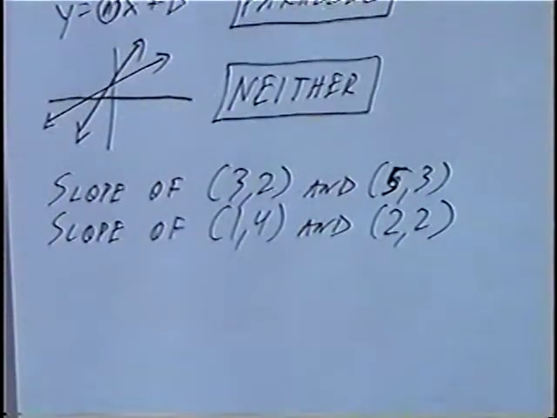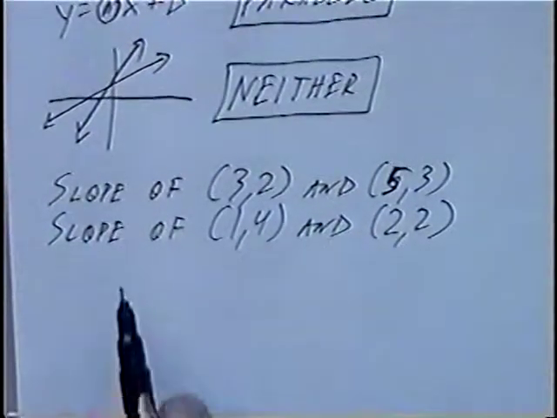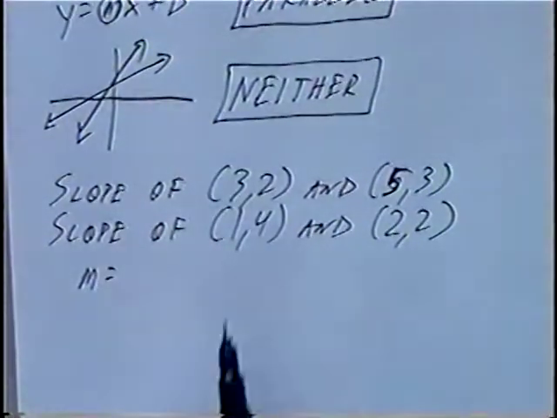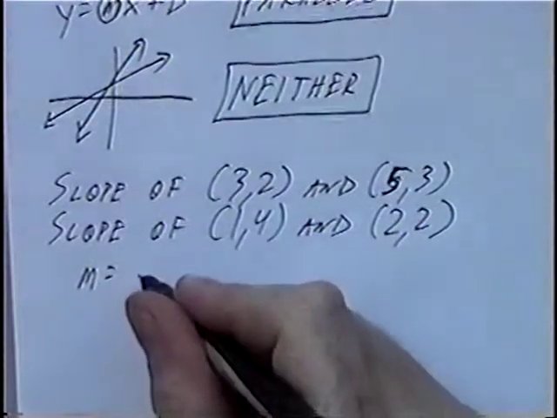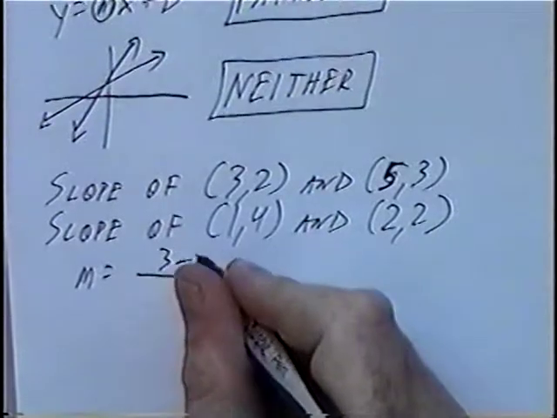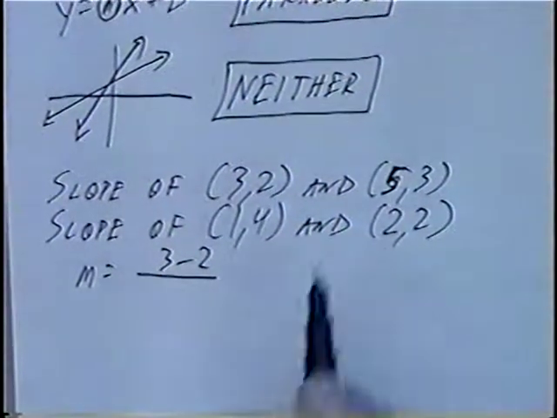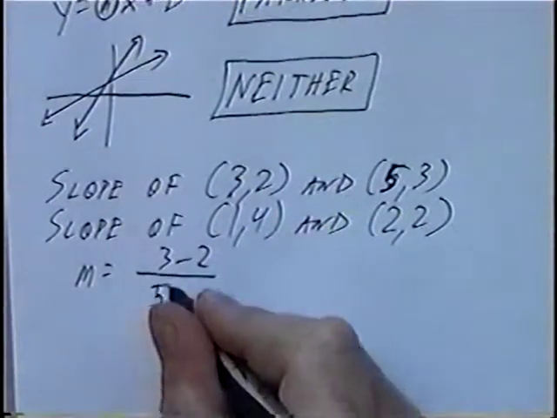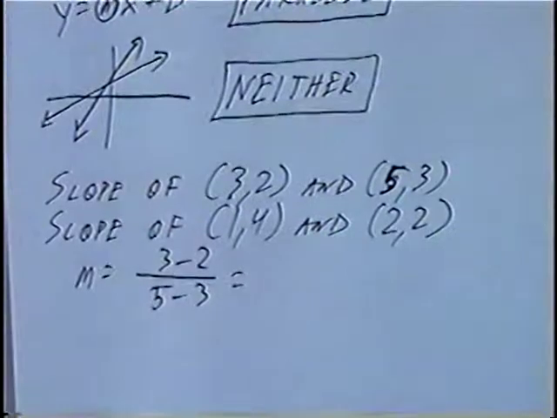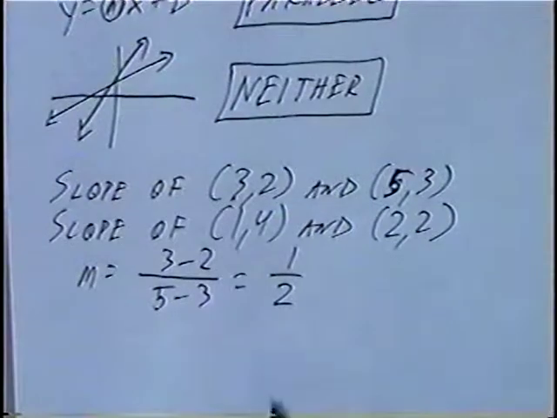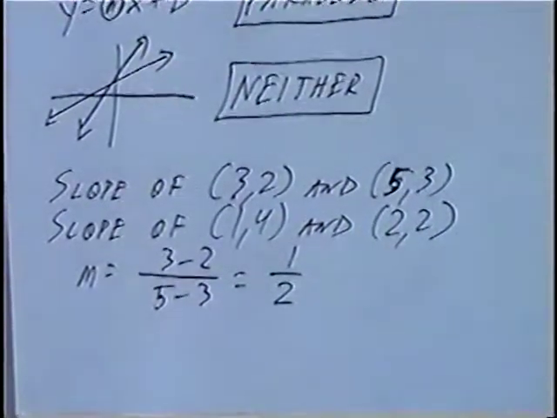To determine if these lines are parallel, perpendicular, or neither, we'll first have to find the slope of the first points and also find the slope of the second points. If we find the slope of the first 2 points, again we'll have a fraction. We'll subtract the second y value from the first y value, which is 3 minus 2. And we'll also subtract the second x value from the first x value, 5 minus 3. 3 minus 2 would be 1, and 5 minus 3 would be 2. So the slope from the first 2 points is 1/2.